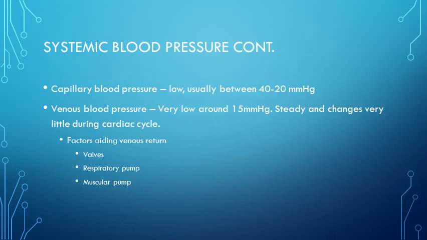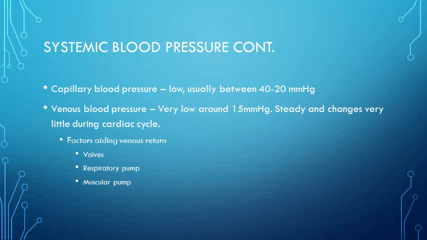As we continue with systemic blood pressure, there is also capillary blood pressure and venous blood pressure. With the capillaries, it is low, usually between 40 to 20 millimeters of mercury, and with the veins, it is very low, around 15 millimeters of mercury. It's steady and changes very little during the cardiac cycle.